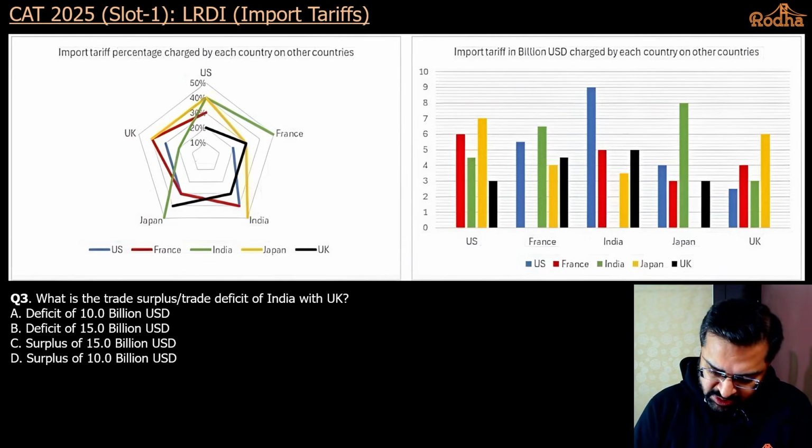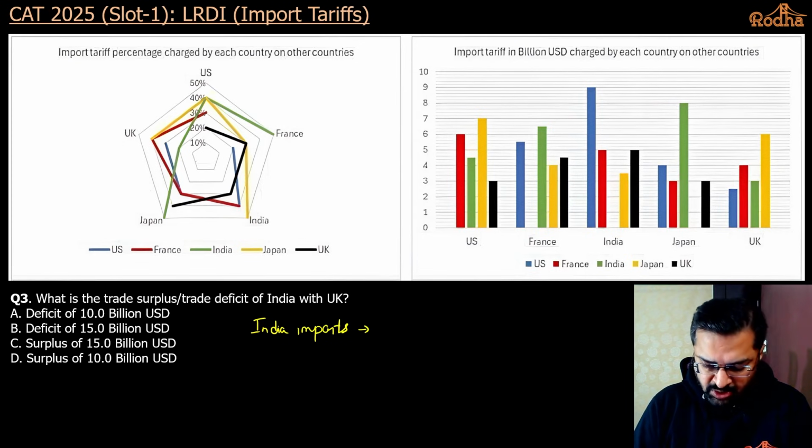So let me just write this, India imports, and obviously we are talking about India imports or Indian imports from UK. Where do we go? This is India, and we're talking about UK. So this black one. So India, UK, how much is the value? 5. This is all billion USD. We do not need to write.